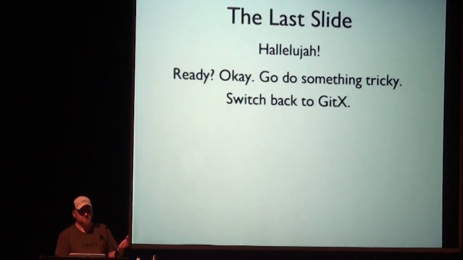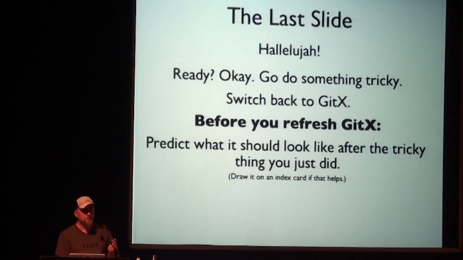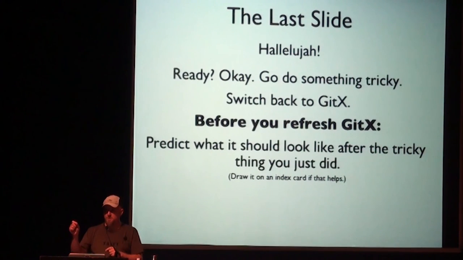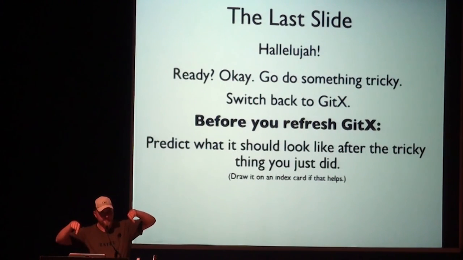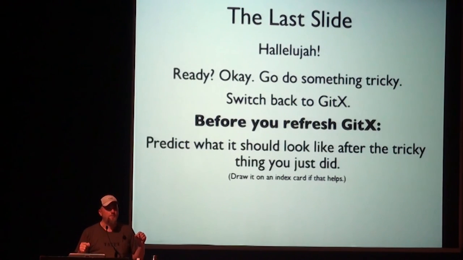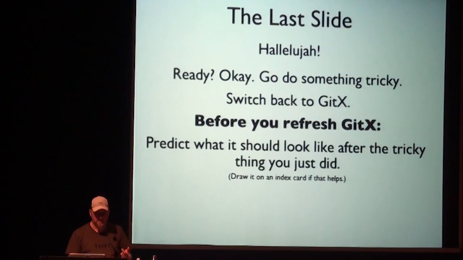Do what you need to do, switch back to GitX, and before you hit refresh, you figure out in your head what it's supposed to change to after you hit refresh. So you say, well, if I had this branch over here, this label here, and this label here, and I did a merge, then I hope that this one has moved up and there's a new commit that points to both of those things that were there before. So you figure out in advance what you expect to see when you hit refresh, and then you hit refresh.